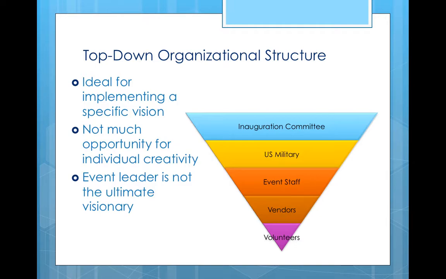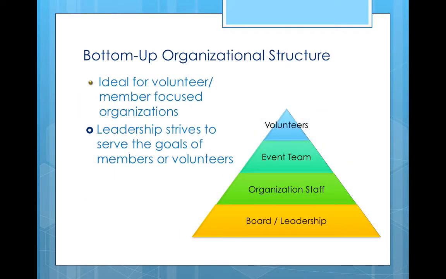You have the inauguration committee up here at the top and they're saying, we're going to do it this way. And the event staff is really in charge of making sure that those things happen. A bottom-up organizational structure is typically something where it's a volunteer or member-focused organization. So associations that I work a lot with are typically a bottom-up organizational structure, and everything in this structure is designed to serve the member or the volunteers.